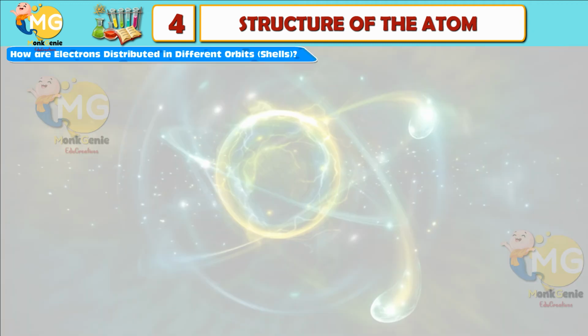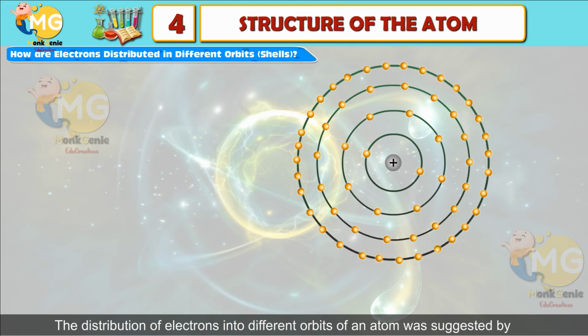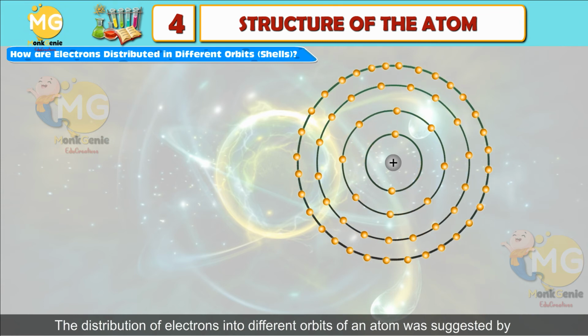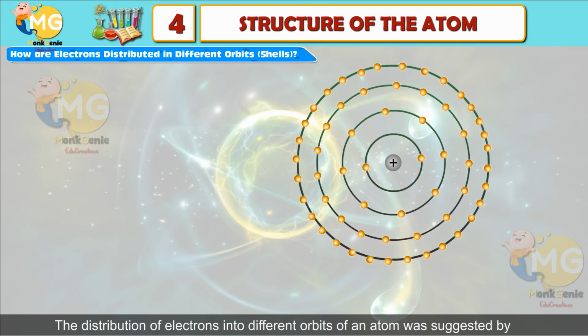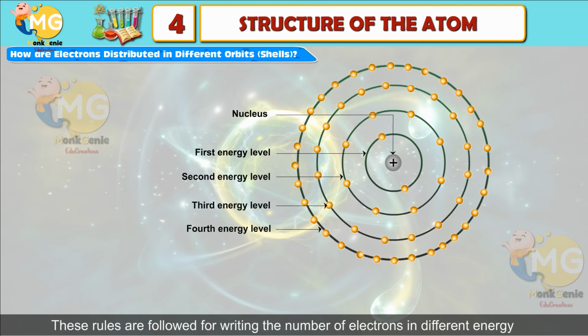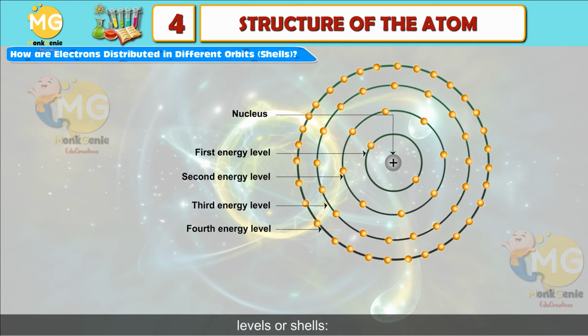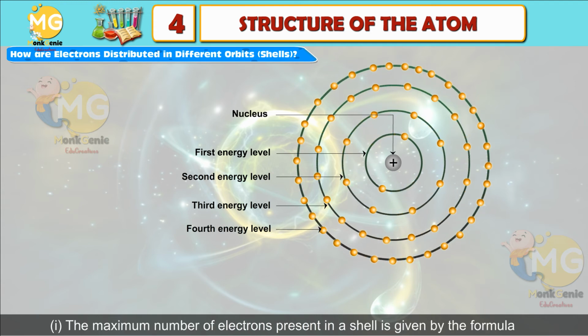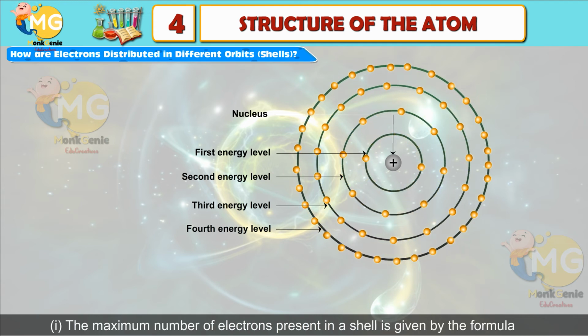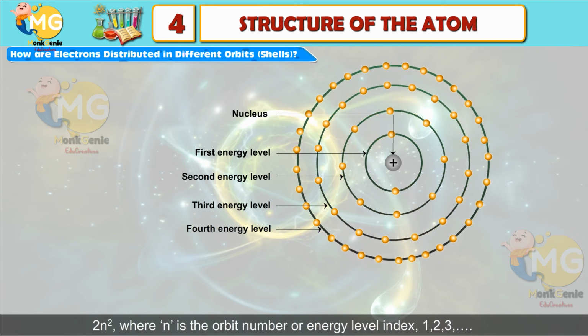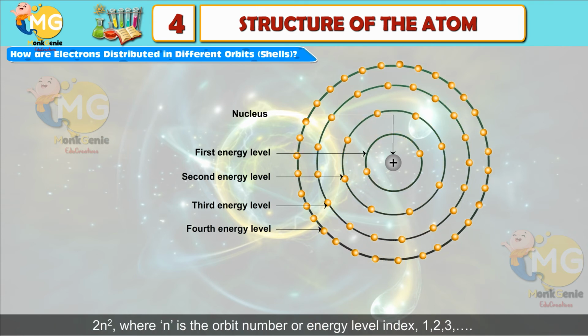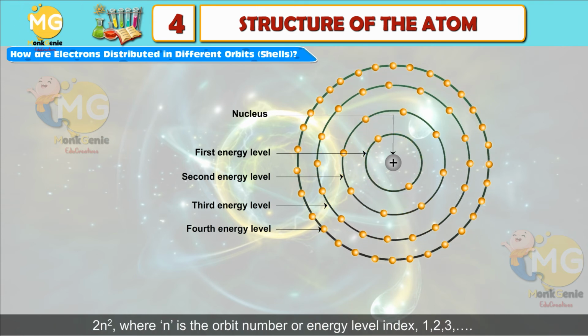the nucleus. How are electrons distributed in different orbits, shells? The distribution of electrons into different orbits of an atom was suggested by Bohr and Bury. These rules are followed for writing the number of electrons in different energy levels or shells. 1. The maximum number of electrons present in a shell is given by the formula 2n², where n is the orbit number or energy level index 1, 2, 3.